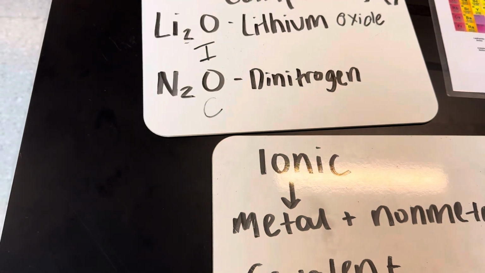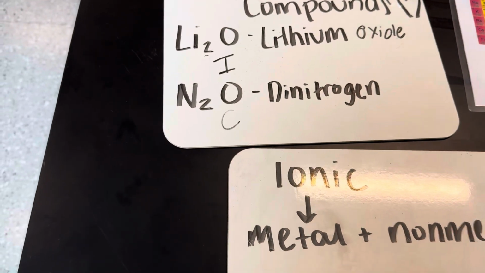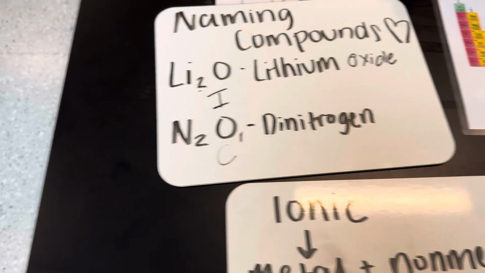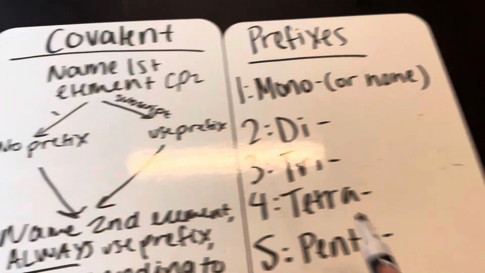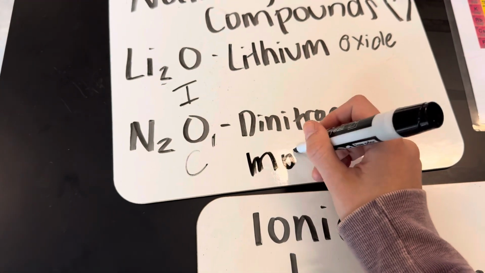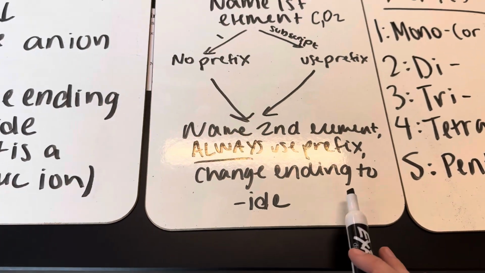So I go back over here and I look at oxygen, and I have no subscript. But remember, no subscript means 1. I just have one of those oxygens. So I always have to use a prefix for that second element. So that means I'm going to use mono. I'll go ahead and write that down. That's my prefix.